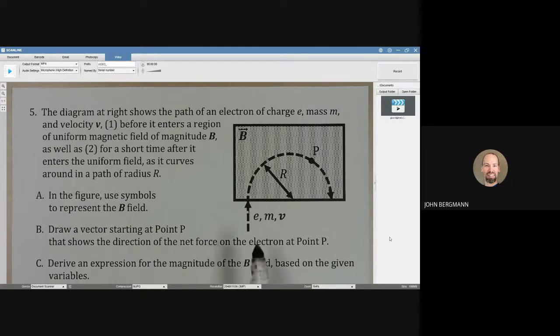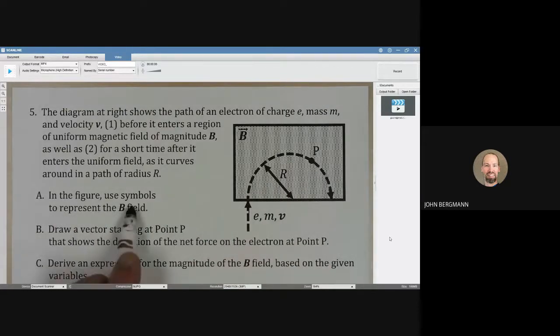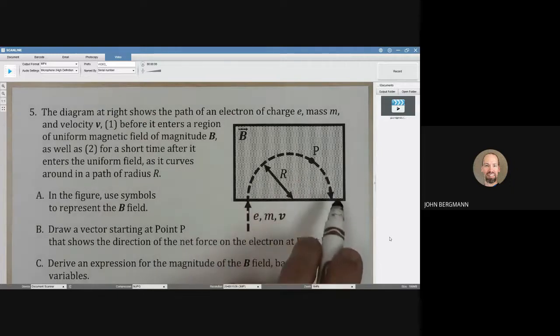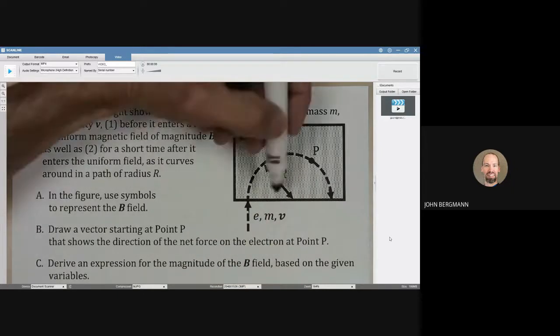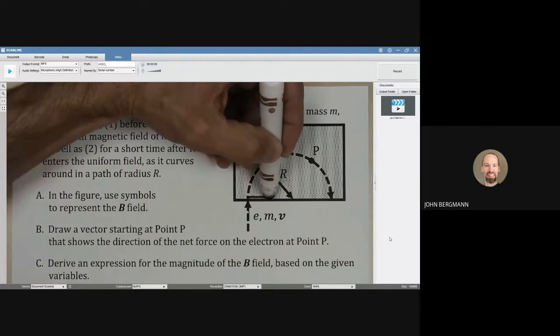In our figure here, we have an electron approaching from the bottom of the page. It enters a region of uniform magnetic field and then travels in this curved path. In the figure, use symbols to represent the magnetic field. We need to figure out in what direction the magnetic field acts. The way we figure that out is we realize that anything that's traveling in a circular path has to have a force on it that is directed towards the center of the circle.